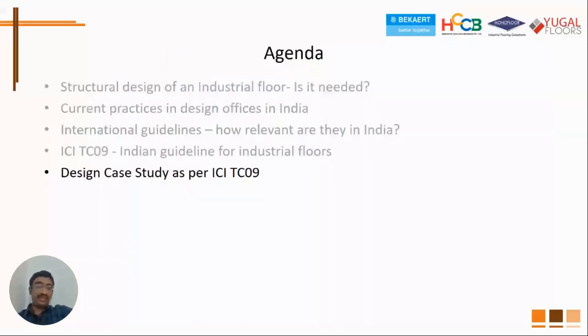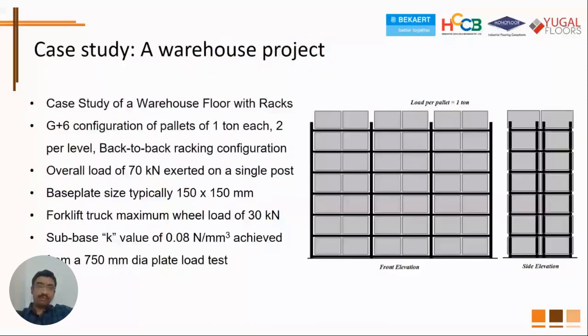Now, finally, coming to a design case study as per IC ITC 09. So we will maybe look at a warehouse project. In this case, you have, let's say, a G plus 6 racking configuration, and each pallet is 1 ton load, and you have two pallets per level. And when you do the calculation, you come up with something like 7 tons of point load on one leg. Now, the base plate size is typically 150 by 150 mm. There is a forklift moving, but that's only 3 tons of wheel load, so that's really not going to be critical. You can already start putting your designer's hat on, because 70 kilonewtons is obviously much more than 30 kilonewtons.